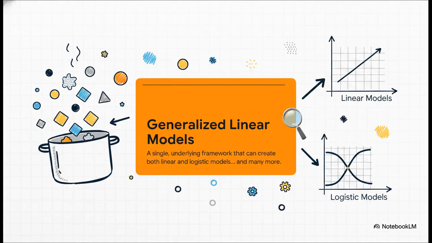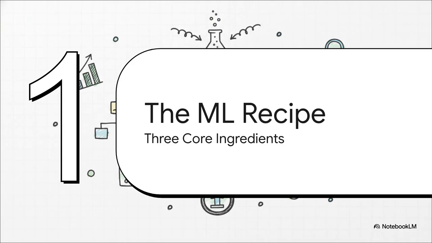Well, here's the big reveal. The crazy part is, no, they are actually just two different versions of one single, incredibly powerful idea, the generalized linear model, or GLM. It's like a master recipe that can cook up both of these models and a whole bunch of others just by swapping out a couple of key ingredients. So what is this master recipe?